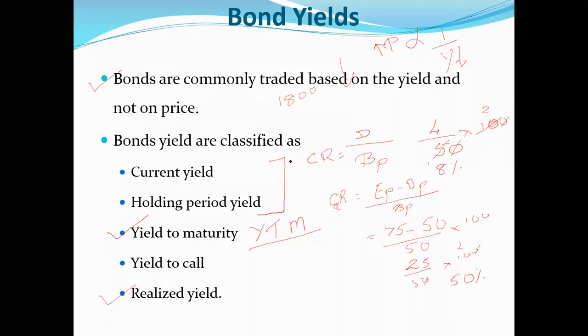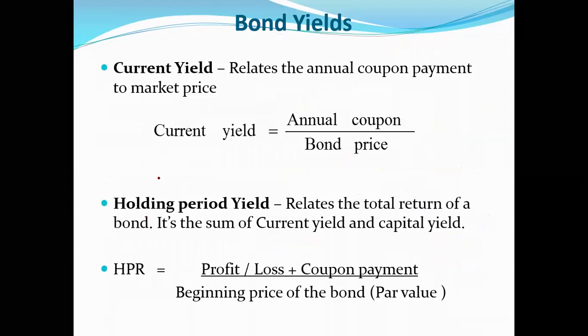The way we have calculated current return and capital return, on the same basis we have to calculate current yield and holding period yield. So let us try to understand what is meant by current yield and holding period yield. Now this is a formula. Current yield is nothing but the annual coupon payments that you receive, that is the annual rate of interest, divided by the bond price.